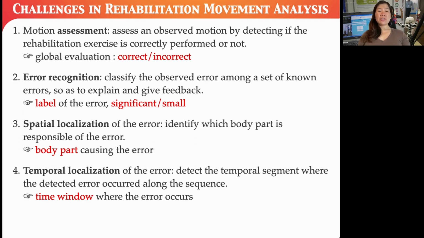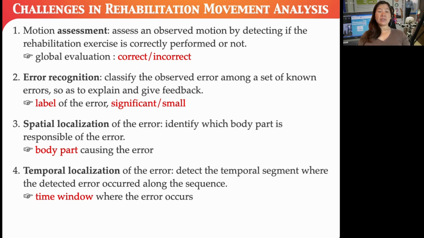The second challenge is error recognition. We need to classify the observed error among a set of known errors so as to explain and give feedback. Our data needs to have labels of the error, but also indicate if the error is significant or small.